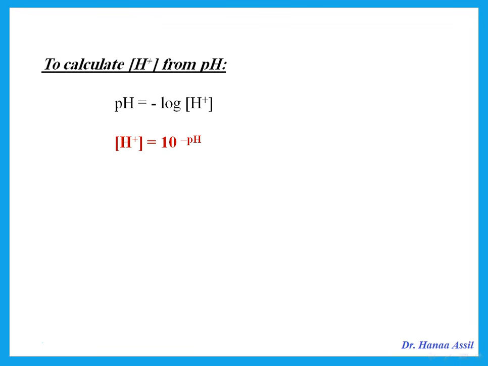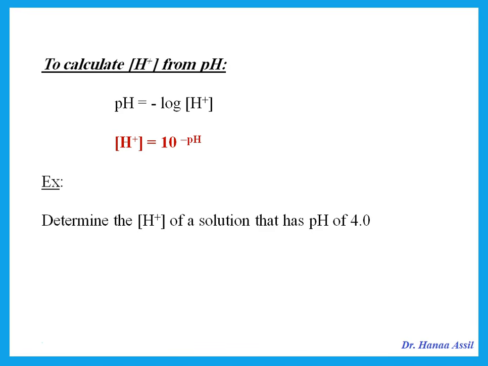To calculate H+ ions from pH, we said the pH is minus log concentration. The concentration is 10 to the minus pH. So, for example, determine the concentration of H+ ions of a solution. Remember that the square bracket in all of these cases means concentration. So the concentration of H+ ions of a solution that has a pH of 4. So if my pH is 4, what is the concentration of H+ ions? We said that will be 10 to the minus pH. So it is 10 to the minus 4.